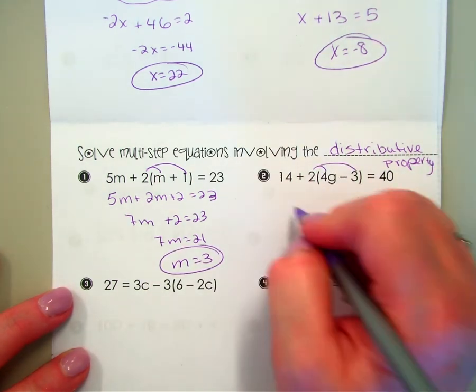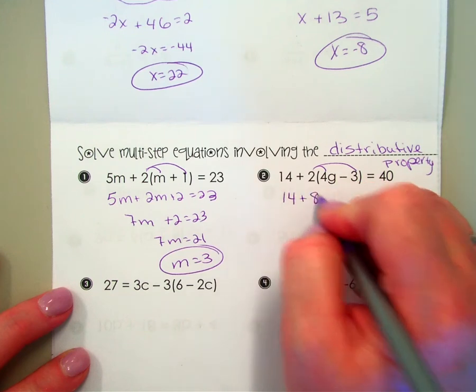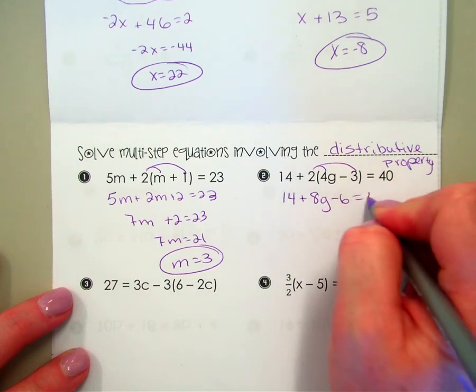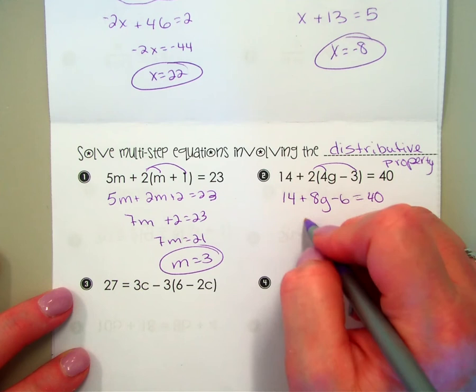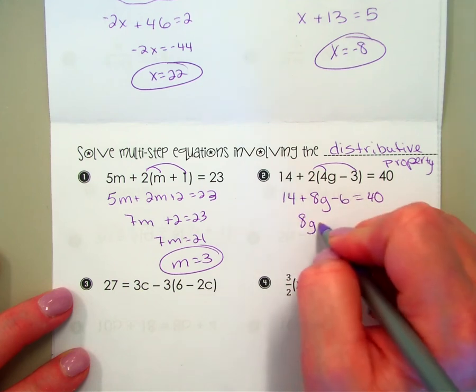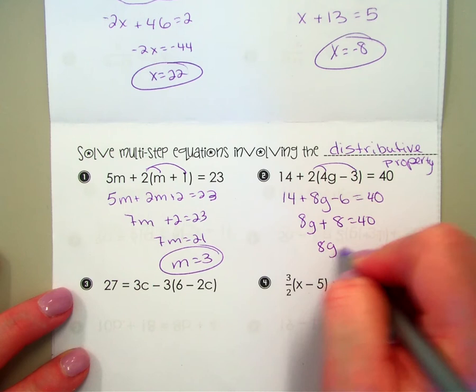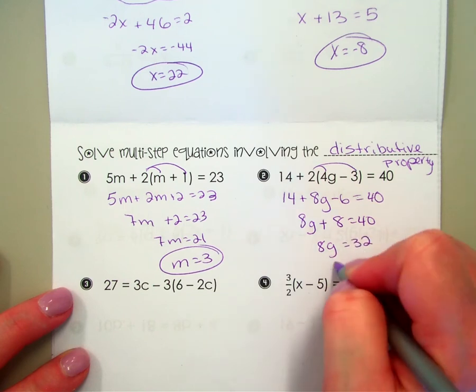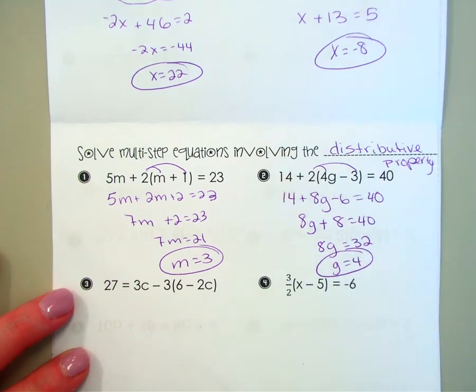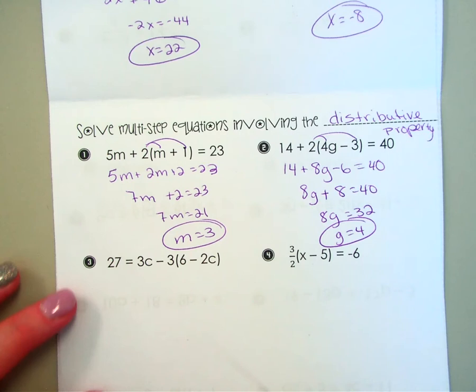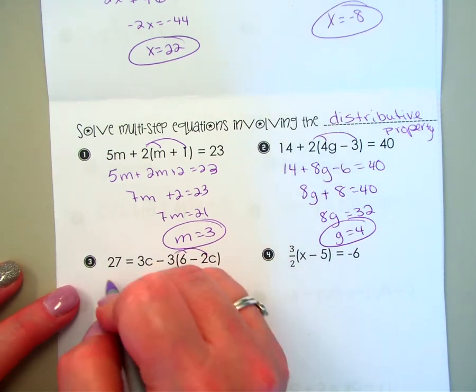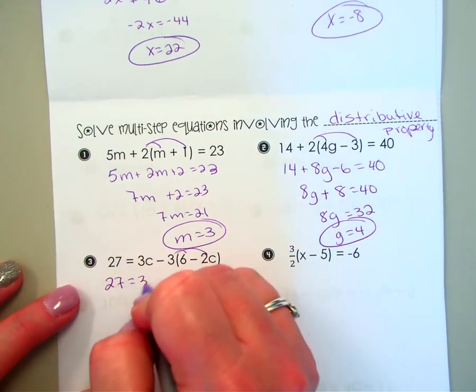Here I'm going to distribute my 2. I have some like terms in the form of numbers to combine. Subtract my 8, divide by 8. All right, go ahead, try those last two, then check your answers.